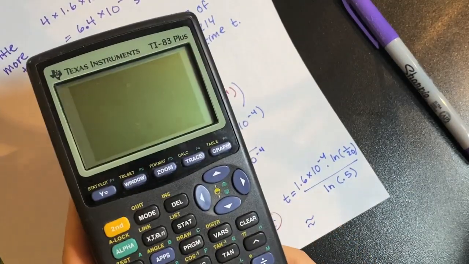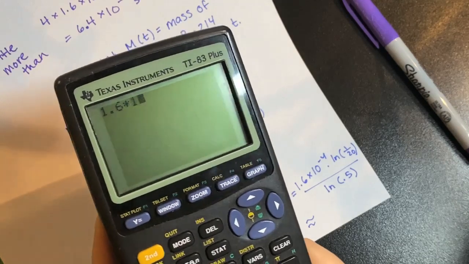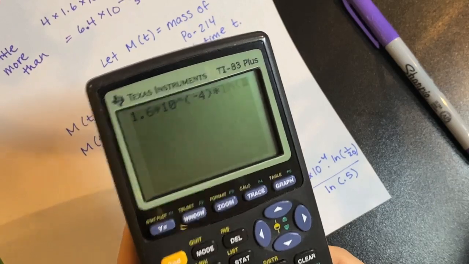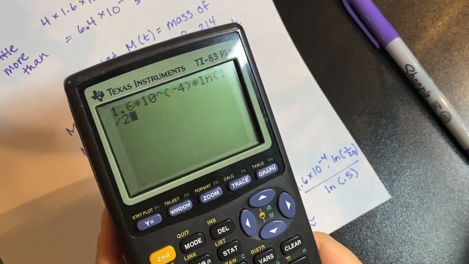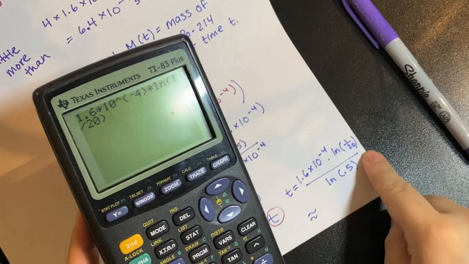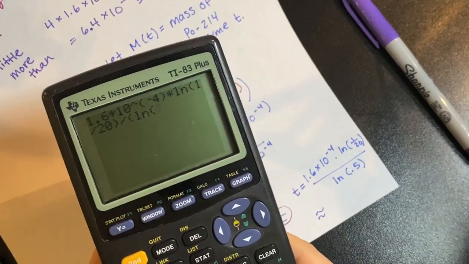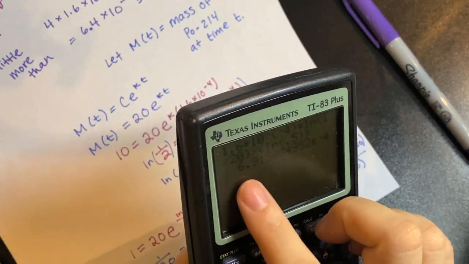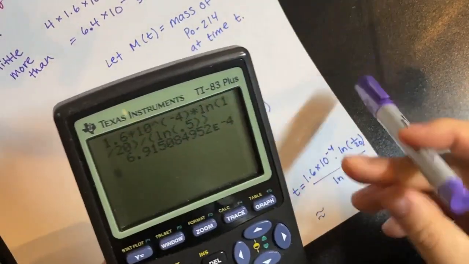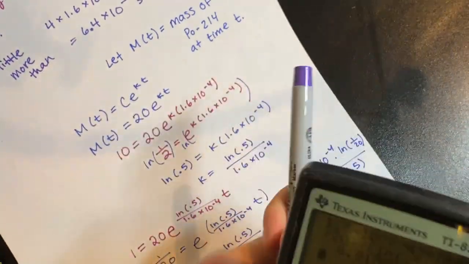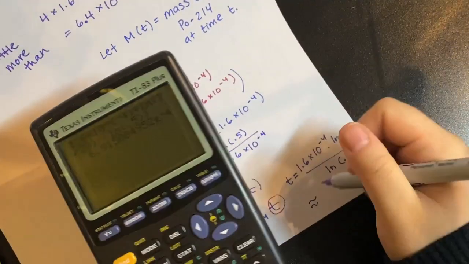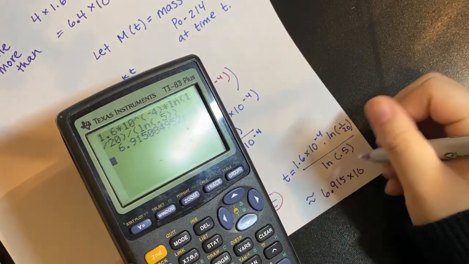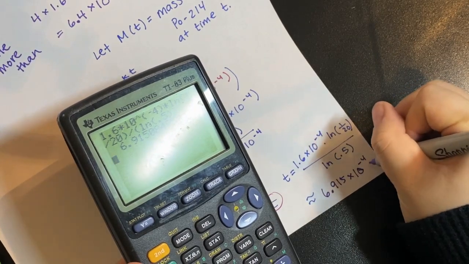So we have 1.6 times 10 to the power of negative 4, okay, times natural log of 1 over 20, and then that whole thing divided by the natural log of 0.5. Okay, so we have 6.915 times 10 to the negative 4. That's excellent. 6.915 times 10 to the negative 4 seconds.